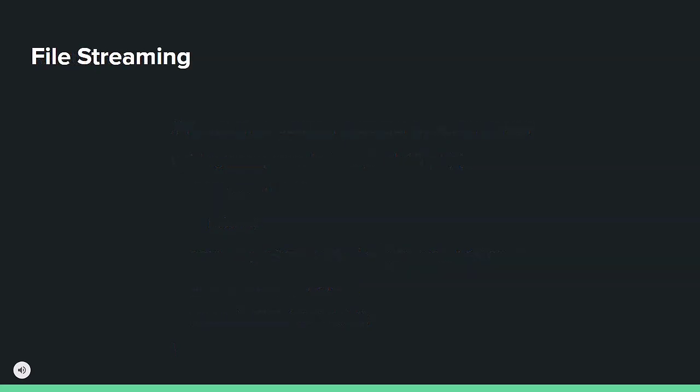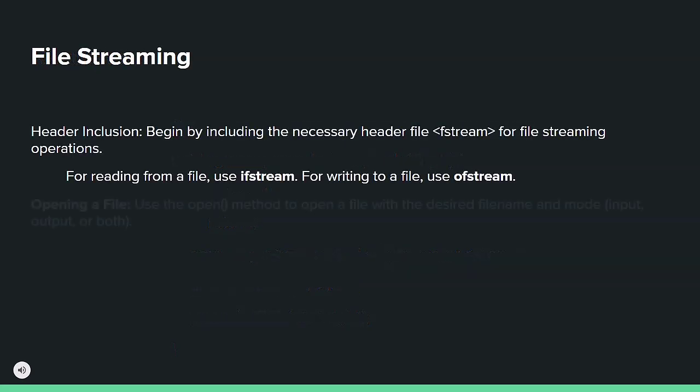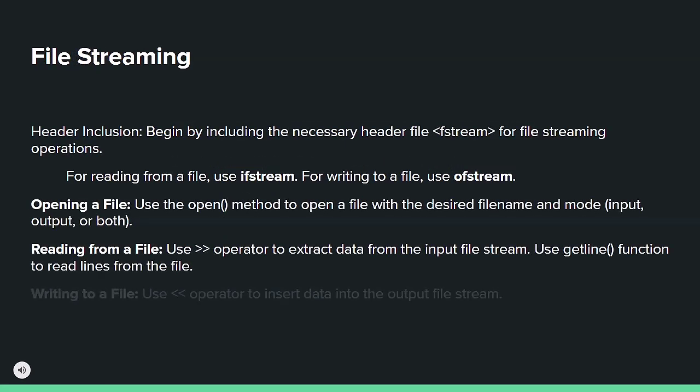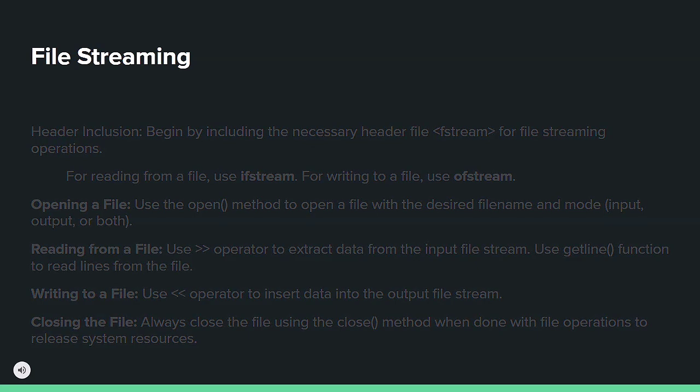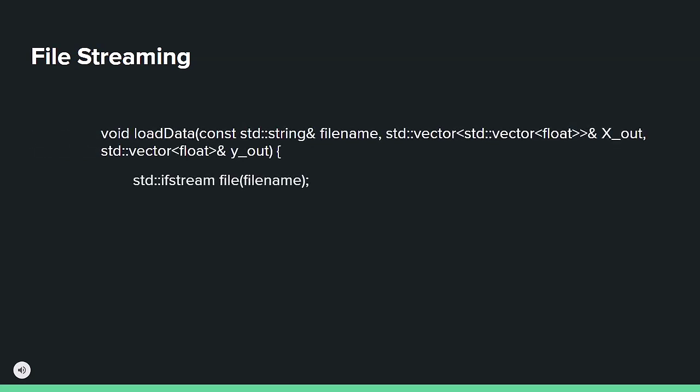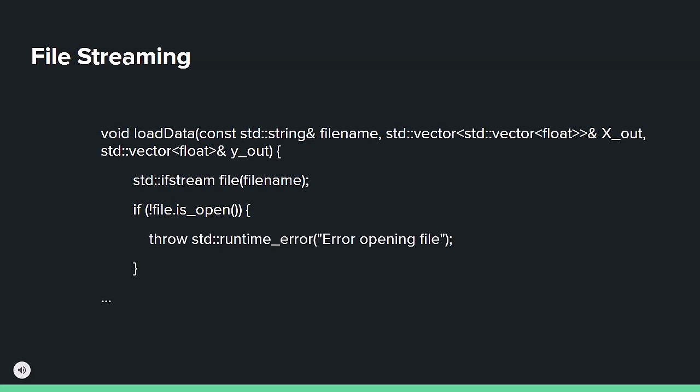For file streaming in C++, include fstream, open files with ifstream and ofstream, read using getline, write using the insertion operator, and close with the close method. This function within the utility namespace parses CSV data into two float vectors. The entire code can be viewed on GitHub.